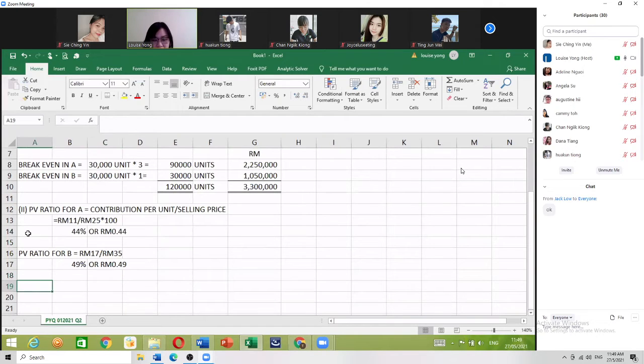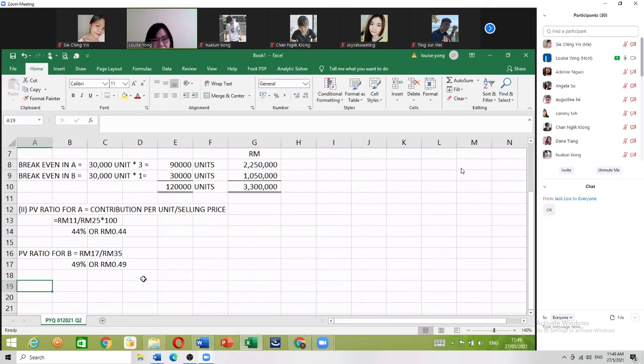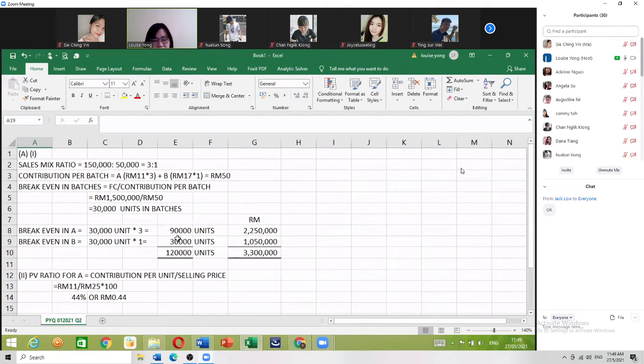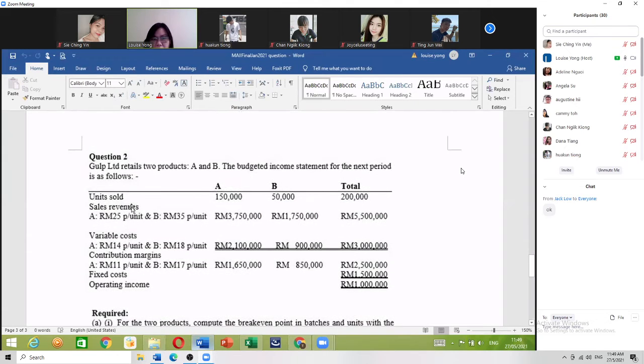So this is the second. Number 3, what do they ask? Compute your margin of safety in units for A and B. You compare the break-even sales in units of A and B with your expected sales. Your expected sales will be 150,000 and 15,000 units.